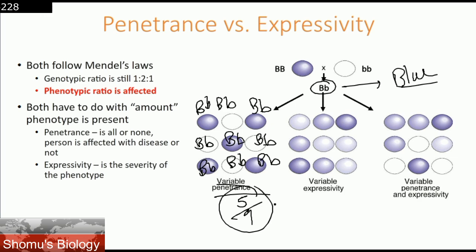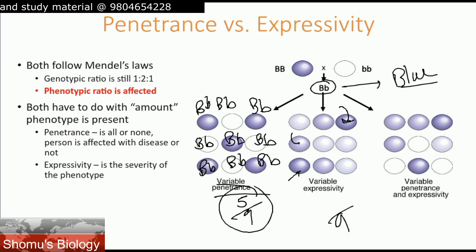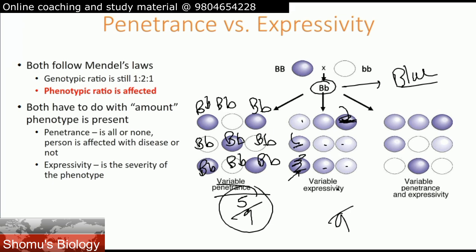Variable penetrance means this trait is not 100% penetrant. Only 5 out of 9 individuals have the effect. Got it? I hope it's clear then. Now, variable expressivity. Let's say in this case, again 9 individuals, all of them showed the phenotype. All of them received that blue color, so they have 100% penetrance. But not all of them share the same intensity of the blue color. A few of them are dark, let's say this is the darkest, this is also dark, these are a little lighter, these are very faint. So the idea of expressivity is that the phenotypic effect is not the same, although the genotype is the same. The degree of the phenotype expressed is different among them. So this is variable expressivity.